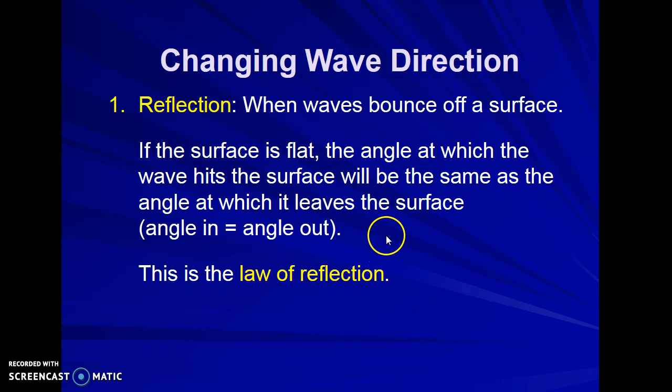And again, if we come in and hit a solid surface at an angle of 30 degrees, we're going to bounce off at an angle of 30 degrees in the other direction. The law of reflection. The next thing that can happen to change wave direction is refraction.